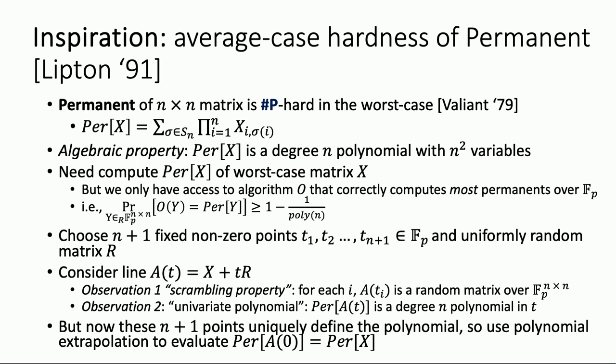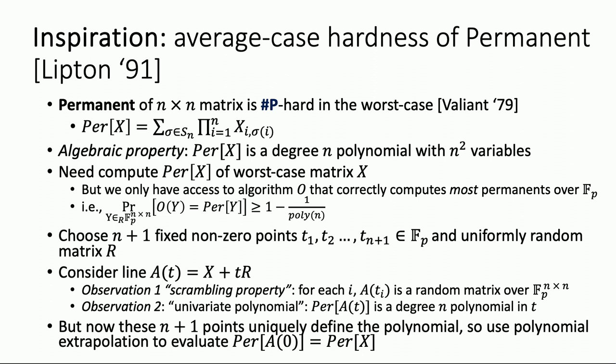Now, the reason this works, even though the algorithm is faulty, is because we've been assuming here, and I didn't even really tell you, that the probability that this box O, this faulty algorithm, works is something like 1 minus 1 over, let's say, 100 times n. It doesn't have to be 100, but some large constant. And so what that means, by a union bound, is that the probability that all of these n plus 1 points are correct is sufficiently large. That's how we get over the fact that this box is faulty, because with very high probability, we can be assured that this box outputs the correct permanent on all of the points.